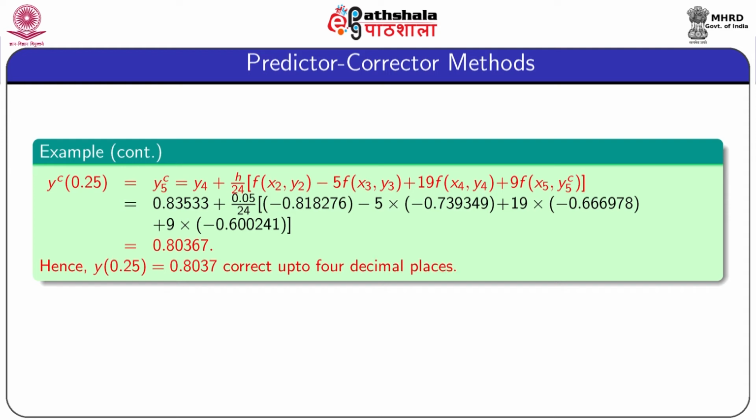Hence, the value of y at x equal to 0.25 is 0.8037, and this value is correct up to 4 decimal places. So, we have determined the value of y at x equal to 0.20 and x equal to 0.25 using the Adams-Bashforth-Moulton predictor corrector formula.